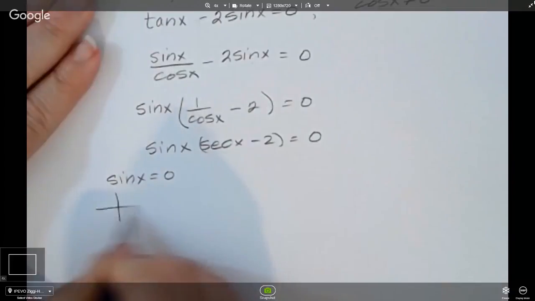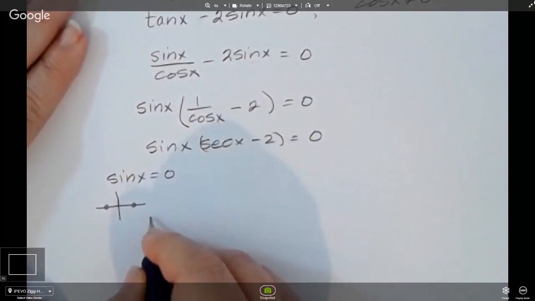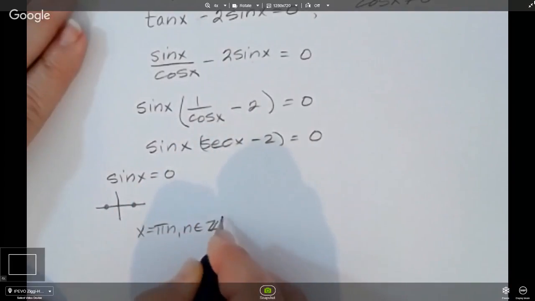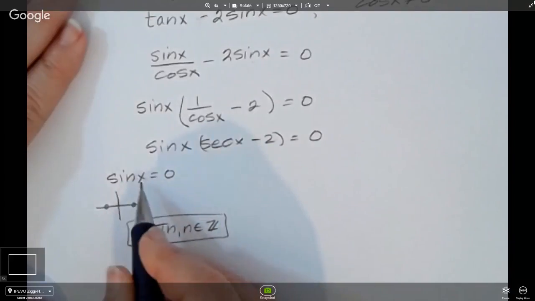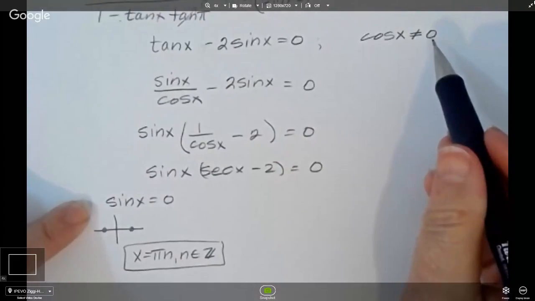Well, when does that occur? Well, that occurs on the quadrantals on the x-axis. And so my solution here is going to be x equals pi n and an element of the integer set. Now, I'm okay with that solution because when sine is 0, cosine is not 0, so we're okay with that.